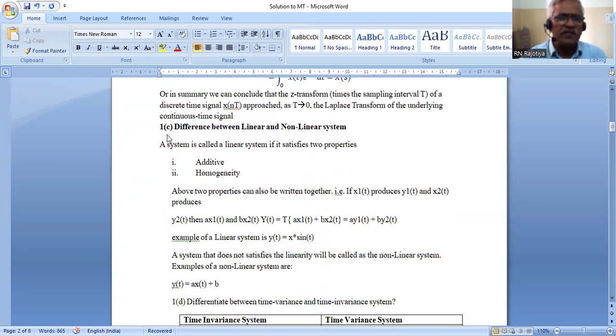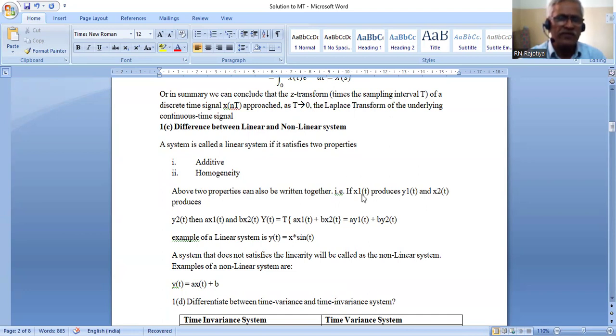The third question, part C, was the difference between linear and non-linear systems. We know what the linear system is. A linear system is one that satisfies two properties, the additive property and the homogeneity property. So these two can be written together for two signals x1(t) and x2(t).